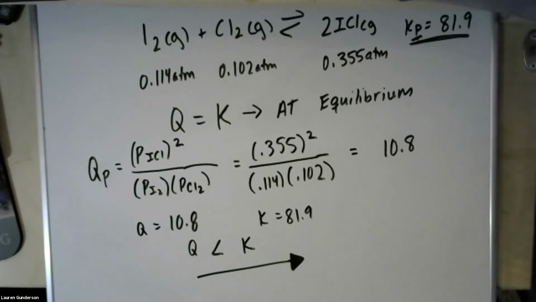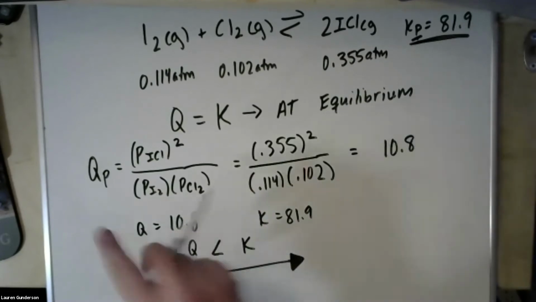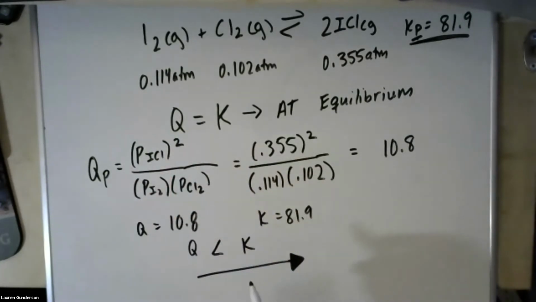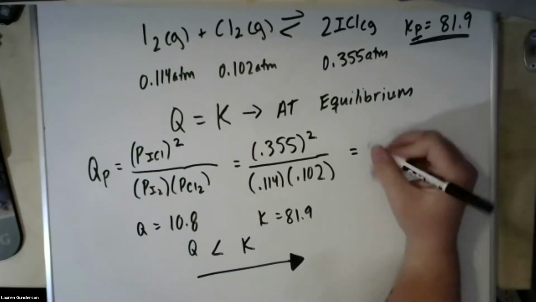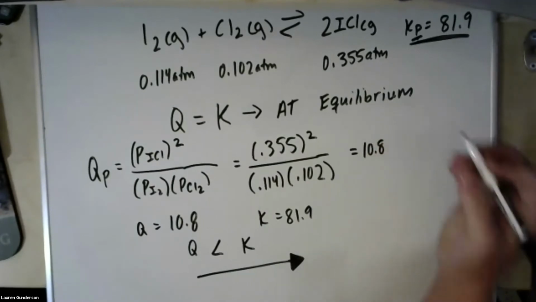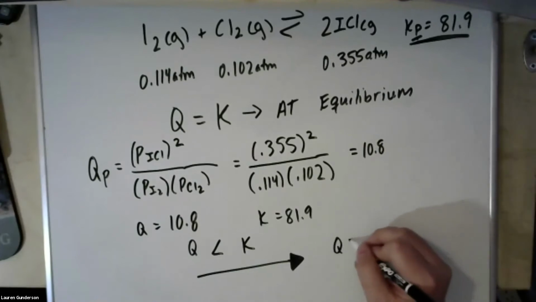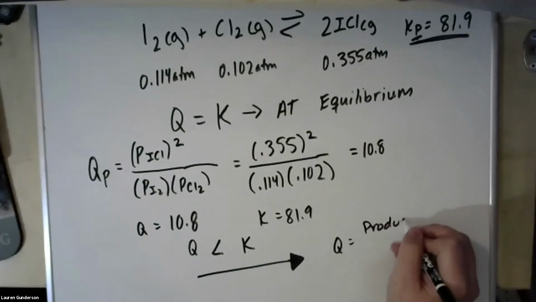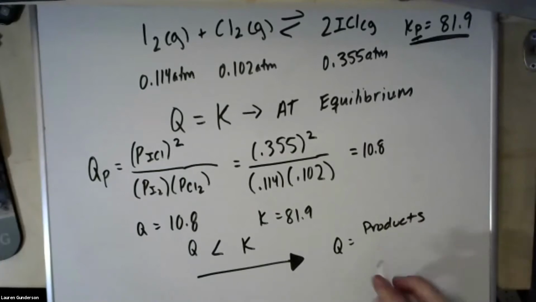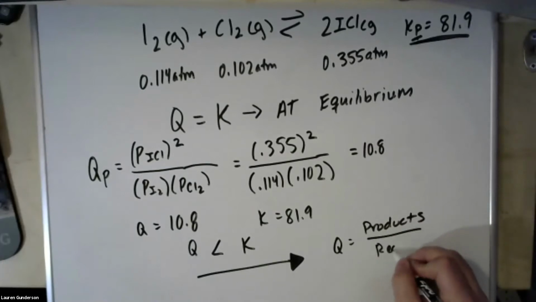Why is that true? Because look back here at our Q expression. Let me write this out over here. So Q is, I'm going to write a simplified version of this, right? So Q is products over the reactants.